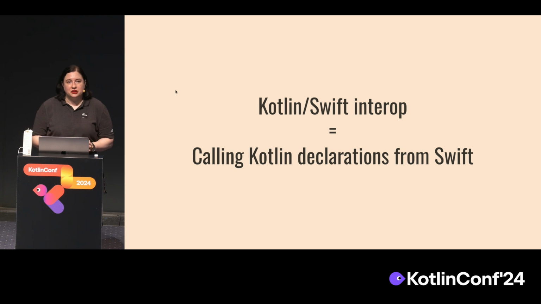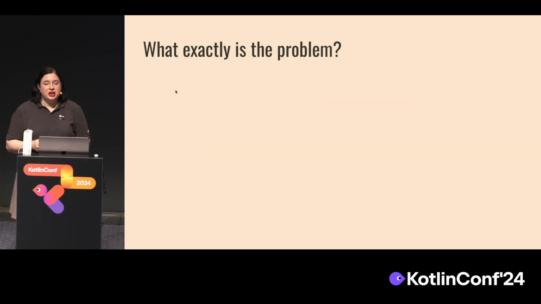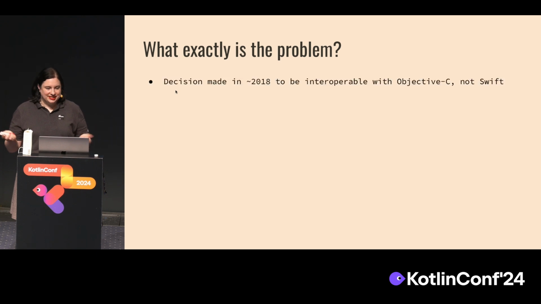I want to clarify what I mean with Kotlin Swift Interop. I'm going to use this term whenever I'm referring to calling Kotlin declarations from Swift. Interop issues don't actually affect the internals of a declaration, but rather just the calling of that declaration. So perhaps you're wondering, what exactly is the problem with Swift? Well, not with Swift, but with Kotlin and Swift.